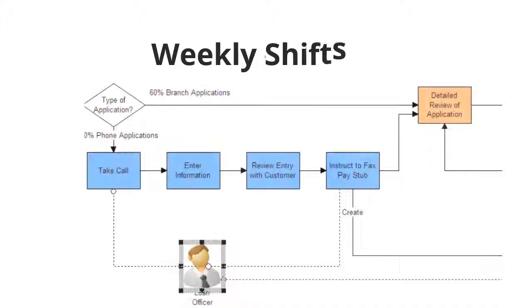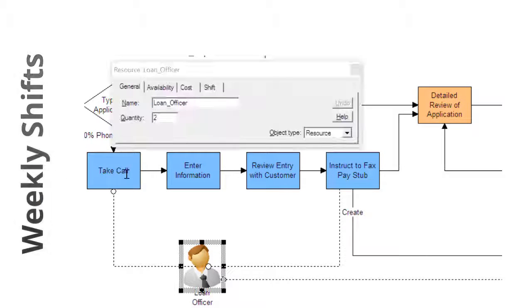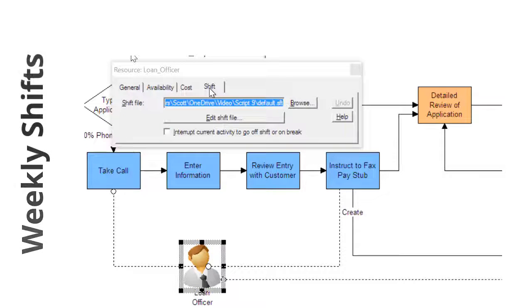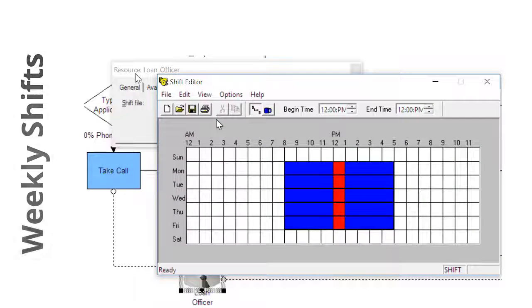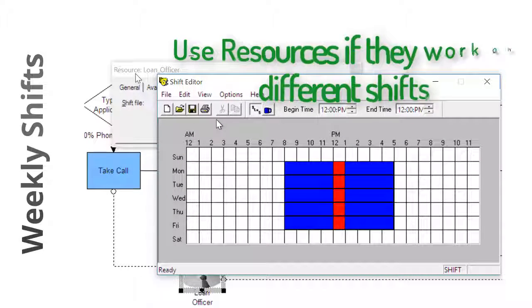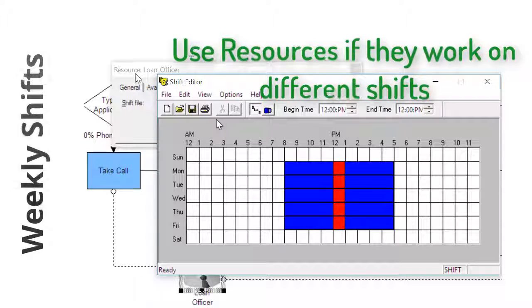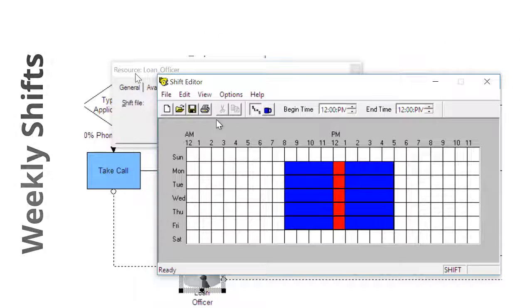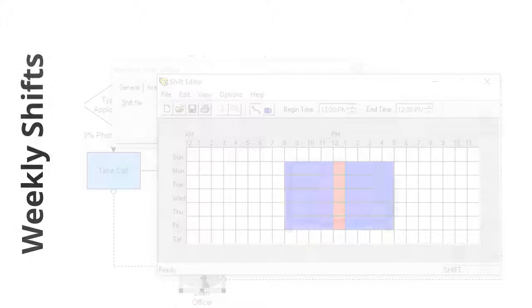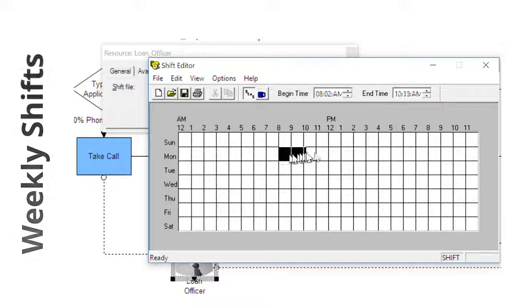Weekly shifts for activities and resources are defined using the shift editor. Shifts may start and end at any minute of the day. Defining shifts for resources and activity is only necessary when there are different activities or resources with different work schedules. Otherwise, the simulation can run for a single block of time as if there was no off-shift time. Shifts and breaks are defined by blocking out sections of the day.